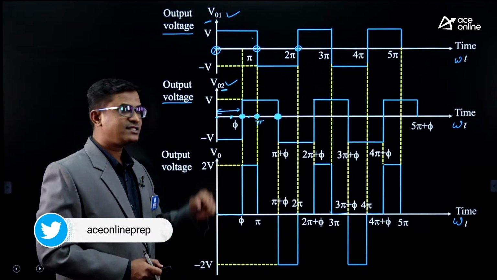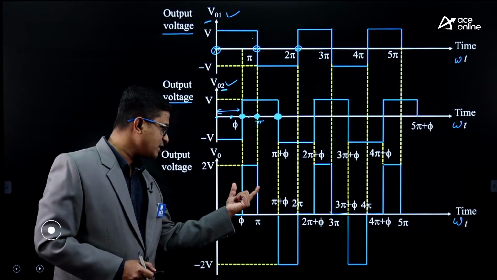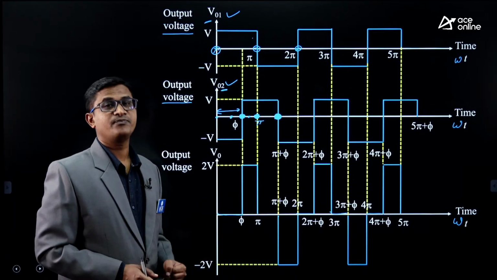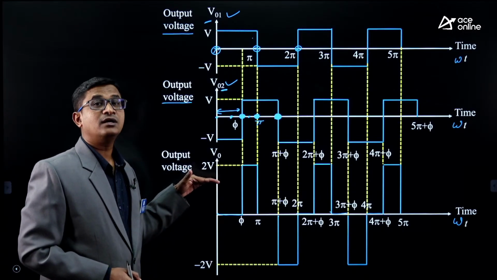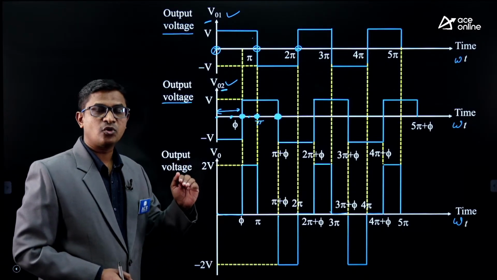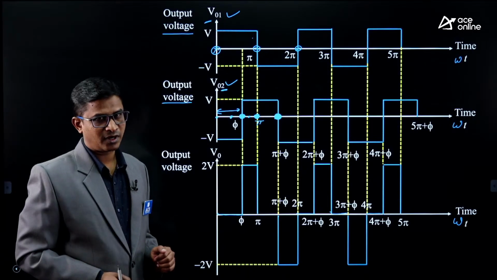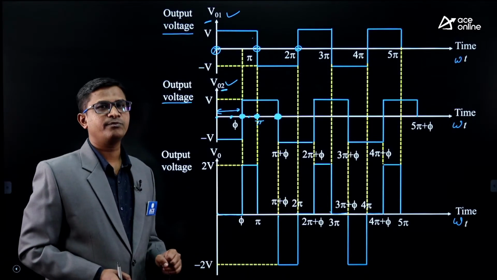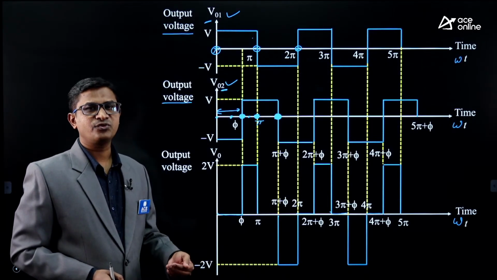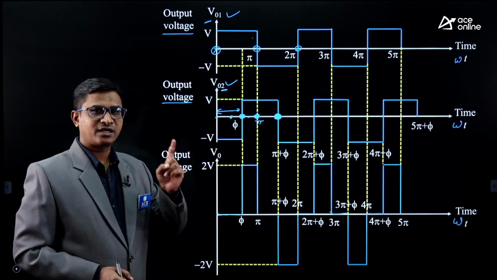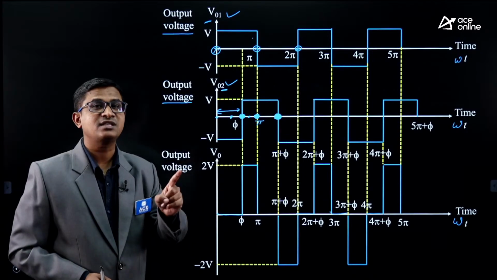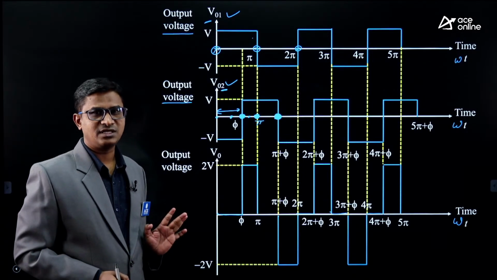Now if phi is changing, will the width of this pulse change? Definitely, the width of the pulse will change, and accordingly I can change the output voltage, that is, the voltage across the load. So this is one of the methods by which we can control the load voltage. How are we controlling? We are connecting two inverters in series.